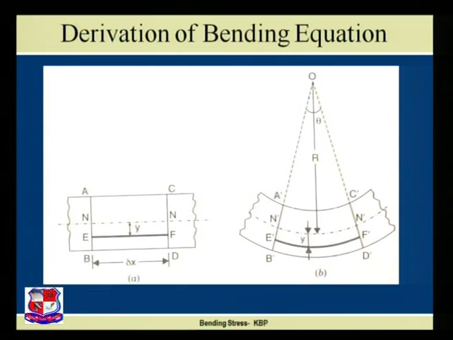We have also derived a part of the bending equation. For a beam, its sections AB and CD have been discussed. The layer under discussion is EF, at distance Y from NN, that is the neutral axis or neutral layer. When the external load is applied, my beam bends at radius R of curvature. Y is the depth of the layer from the neutral axis.